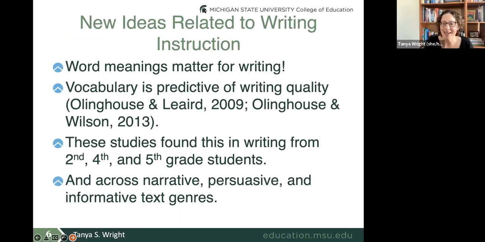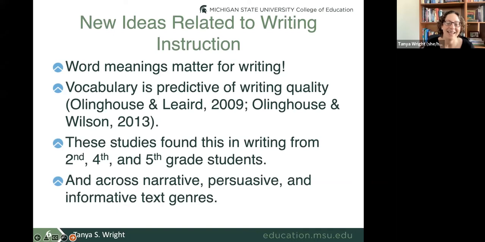Not surprisingly, to anyone who's tried to write or compose anything at all, word meanings matter for writing. And in fact, this sounds super obvious, but wonderful researchers have actually looked into this quite systematically and found that even for young children, 2nd, 4th, 5th graders, vocabulary is predictive of writing quality. And it contributes to writing quality in addition to some of the other things that we might know, right?